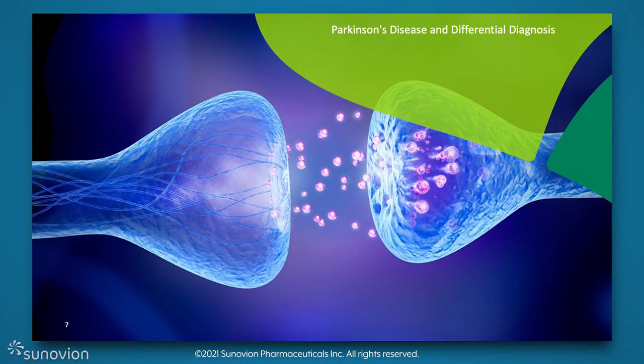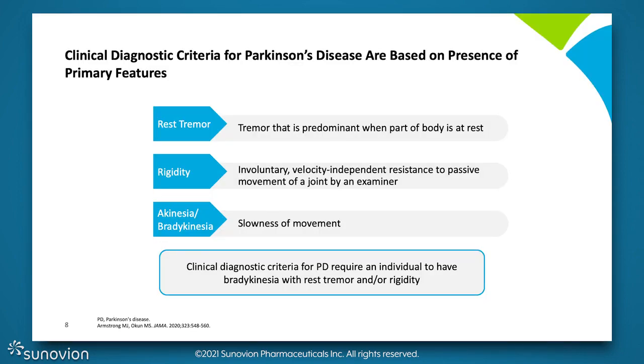How do we make the diagnosis? And what other disorders should be considered in patients with certain symptoms that are utilized to make the diagnosis of Parkinson's disease? So the clinical diagnostic criteria for Parkinson's disease are based on the presence of these primary features. It is important to recognize that despite the advances in certain diagnostics, including radiological diagnostics, the diagnosis of Parkinson's disease is still made based on history and examination.